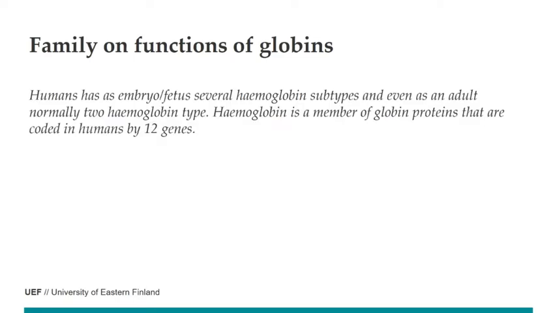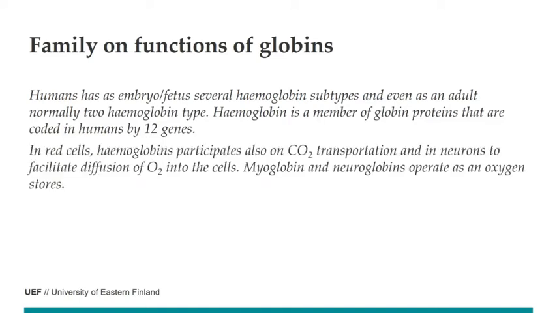In humans, in embryos or fetus, we have several different hemoglobin subtypes, and even in adults, we actually have two hemoglobin types. Usually we talk only about one, because that's the predominant one. And actually, in the human genome, we have 12 different genes that code different members of the globin proteins. And even in blood, the hemoglobin is also participating in carbon dioxide transportation.